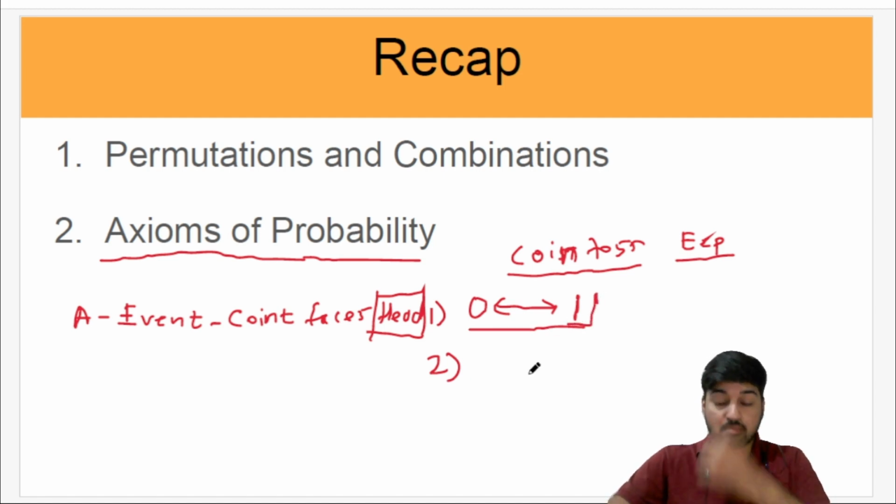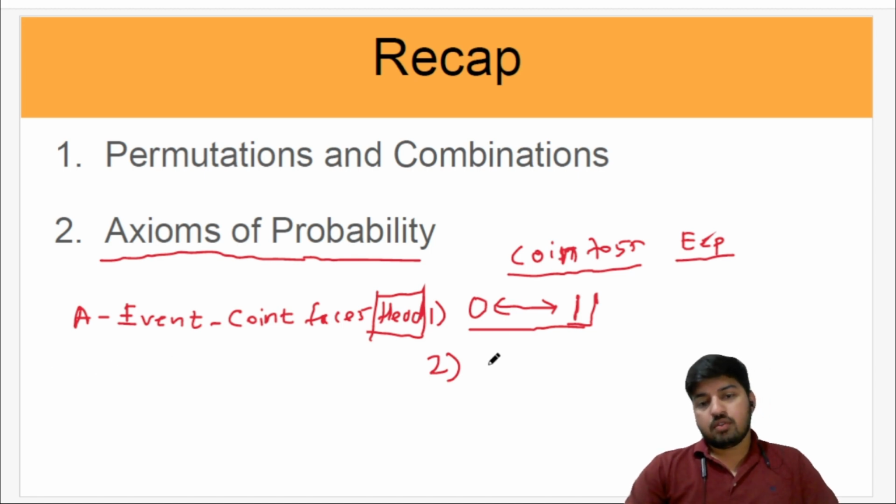Anything else? Can you remember what we saw about probability? Yeah, probability of A plus B is equal to probability of A plus probability of B, and probability of the whole sample space is equal to 1. Okay, so we'll take these two.